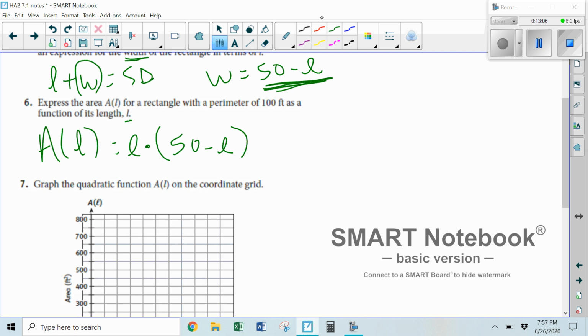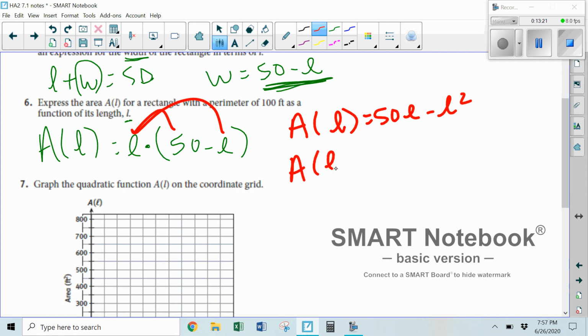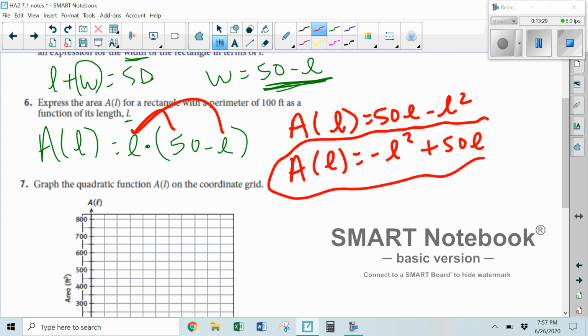Okay, let's go ahead, and it might ask us to do this later, but we can simplify this. Let's write A of L equals, and let's distribute, 50L minus L squared. And let's write it in standard form. So our highest power first. We're going to need that later, and it's nice to always write it in standard form. These kind of look like E's. They should look like an L.